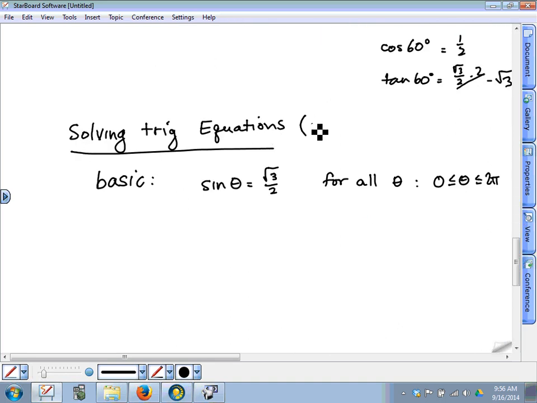Solving trig equations. The norm is in radians, by the way. That's the norm. So just by thinking our way through it, we can say, all right, theta could be 60 degrees or theta could be 120 degrees, but we need to turn those into radians. What are they in radians? Pi thirds and 2 pi thirds. Yep, I think that is right.